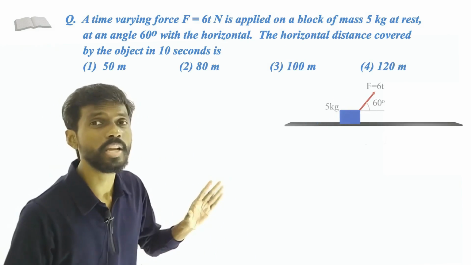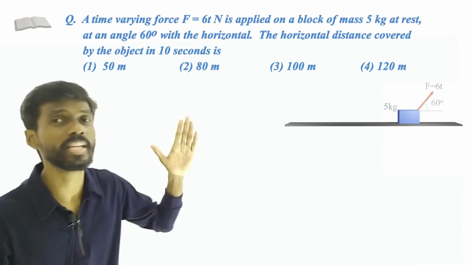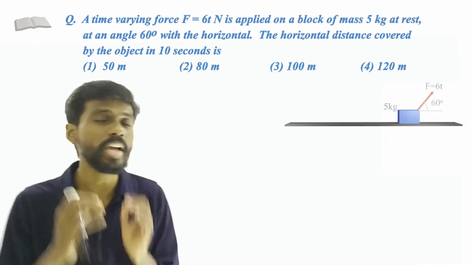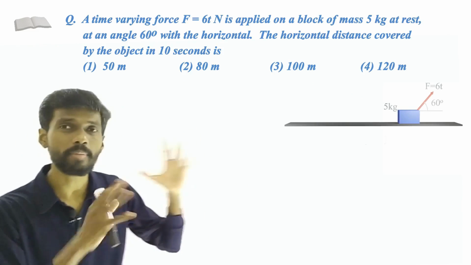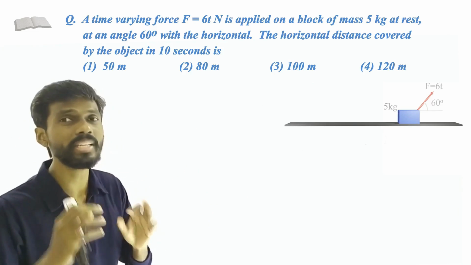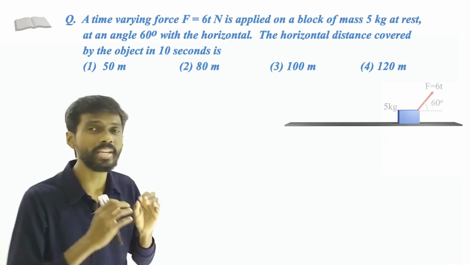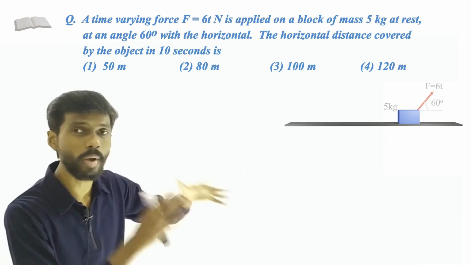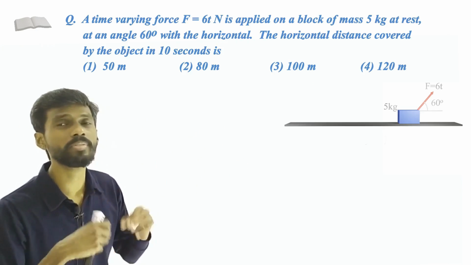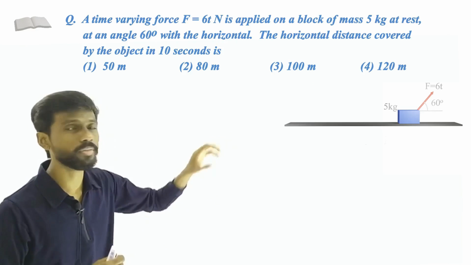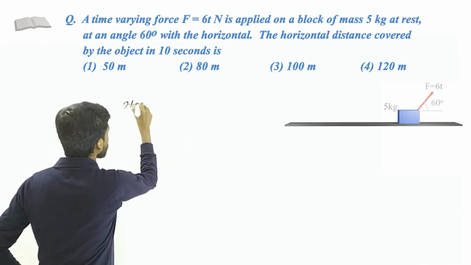Not in the direction of the force; we have to find the displacement in the horizontal direction only, but the force is applied in a different direction. So we can't use the force directly. We have to use the component of the force in the direction of the displacement. So instead of using this force as such, we will use only the component of the force in the horizontal direction. So we need the horizontal component of the force.